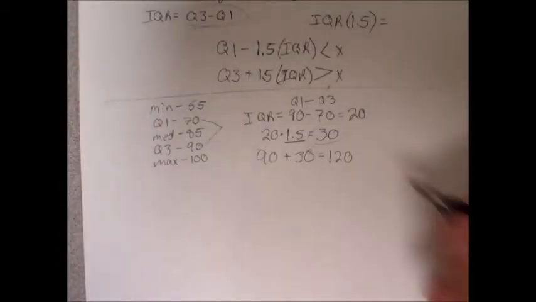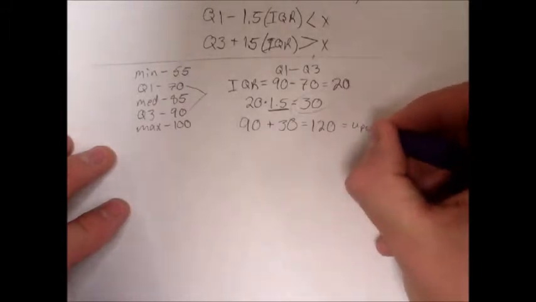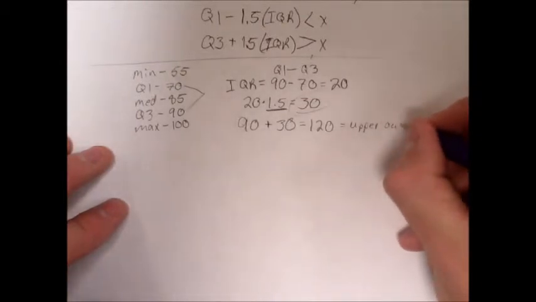Now we're going to look for lower outliers. I'm going to call this an upper outlier range. Anything bigger than this is an outlier, upper outlier.